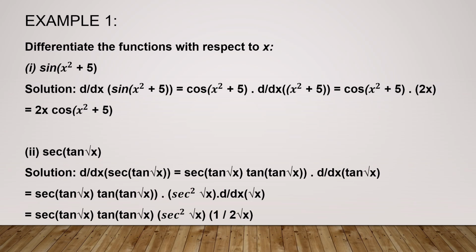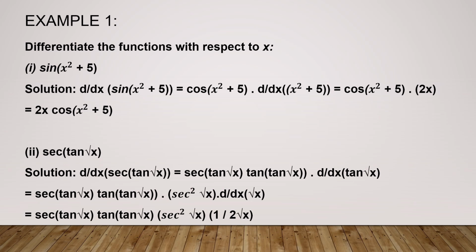Sine of x square plus 5. So the derivative of sine of x square plus 5: first of all, for sine the derivative is cos. So cos of x square plus 5 into the derivative of the inner function. This is the chain rule. So the derivative of x square plus 5 will be 2x. So the answer is 2x into cos of x square plus 5.